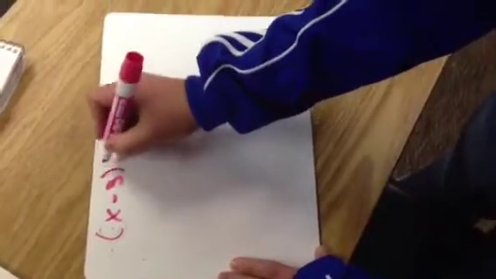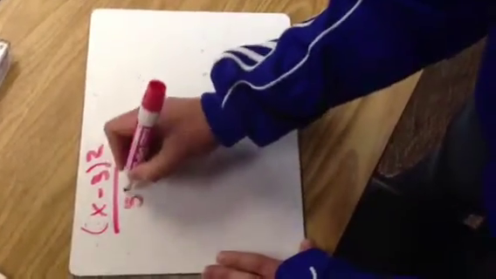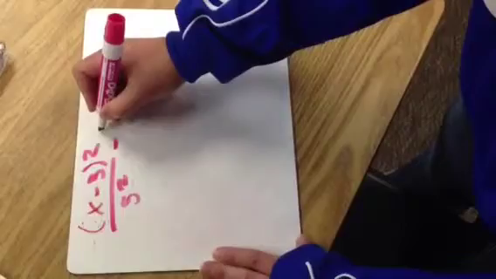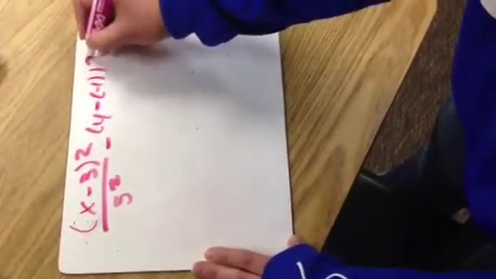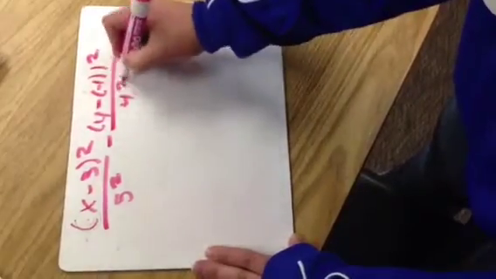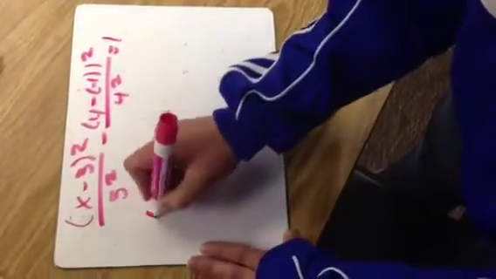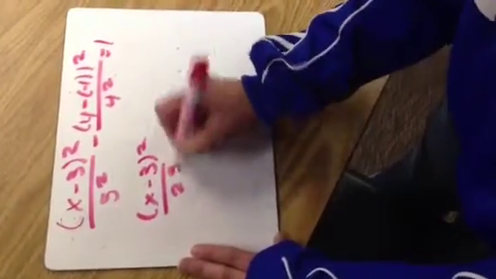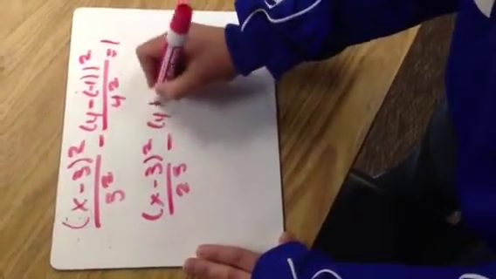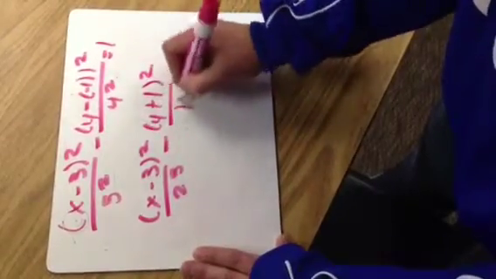So the equation that we get is x minus 3 squared over 5 squared minus y minus -1 squared over 4 squared equals 1. To simplify that, we have x minus 3 squared over 25 minus y plus 1 squared over 16 equals 1.